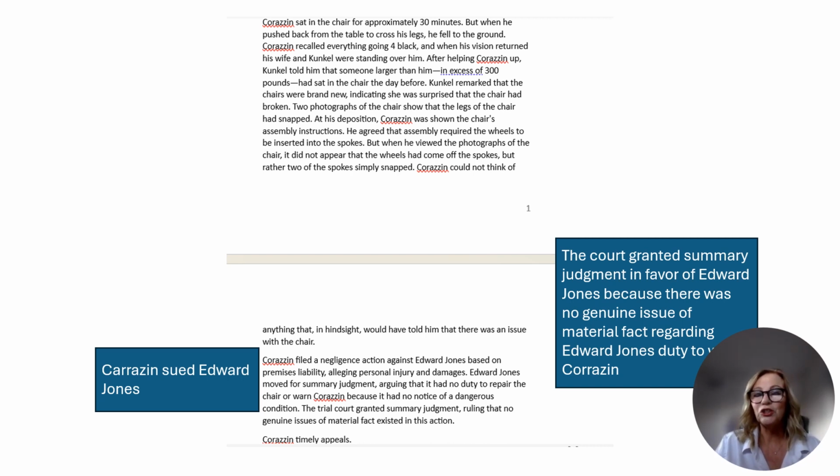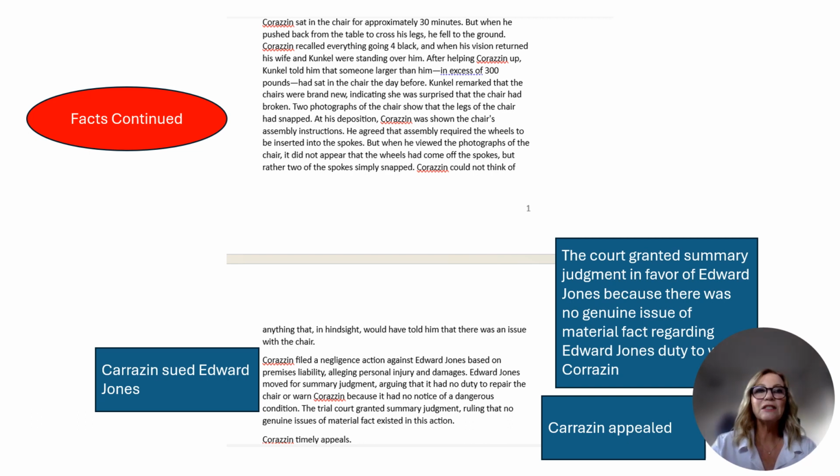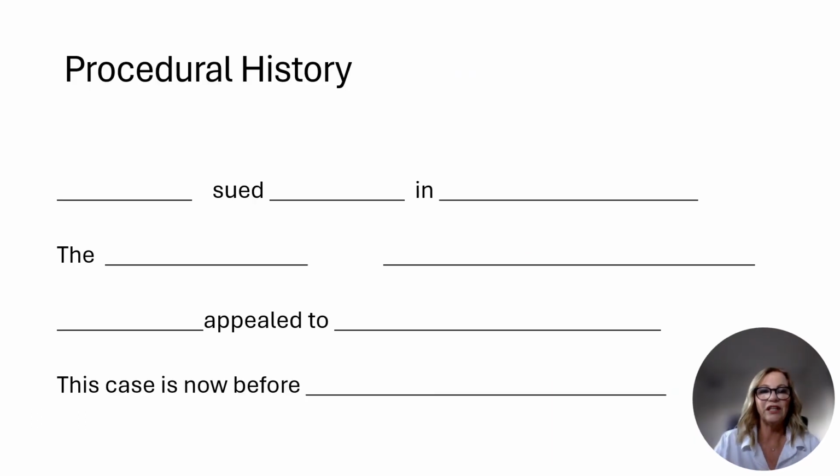the trial court agreed, right? The trial court said, you know what, we're going to grant summary judgment for Edward Jones. So when the trial court agreed, Corrazin says, I don't like that, I'm going to appeal. This is how our procedural history will look. You may want to take this down before I fill in the blanks. You can even take a picture because this is kind of your guide.